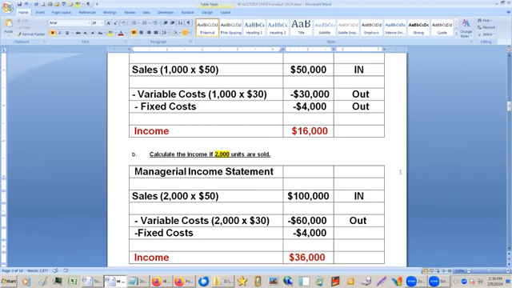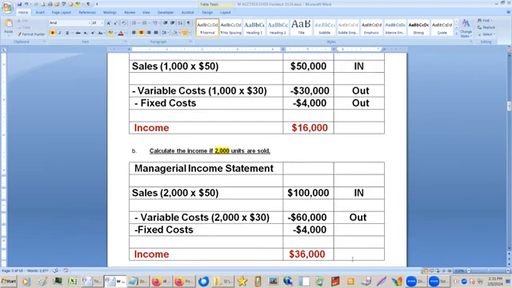True or false? If you double your production, your income will double. Yeah, false. It's more than double. 2 times 16,000 is 32,000, and here we have 36,000. Okay, so why is that? Why are we making more than twice as much income on the bottom? We sell 2,000. Same fixed cost, right? These fixed costs don't change.